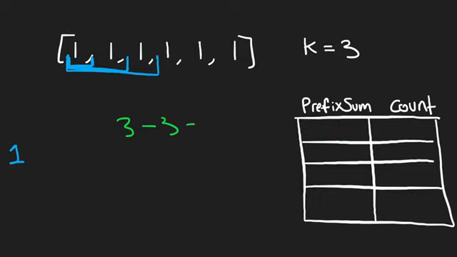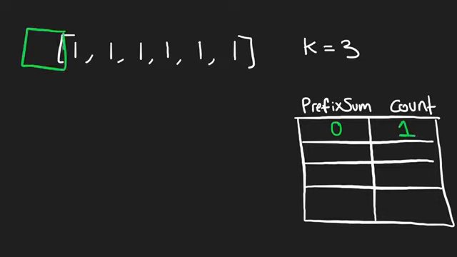So as a base case, what we're going to say is to our prefix sum, we're going to add a 0 value and say that the count is 1. Basically, we're saying there is a prefix, the empty prefix, that has a sum of 0. So now let me walk you through the algorithm. It's going to be a linear time algorithm.